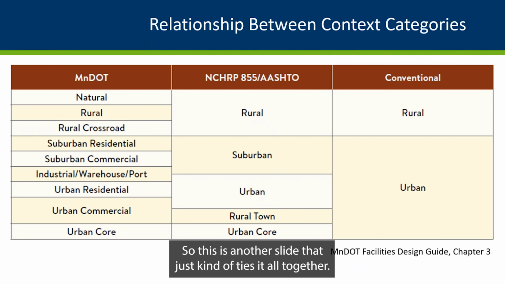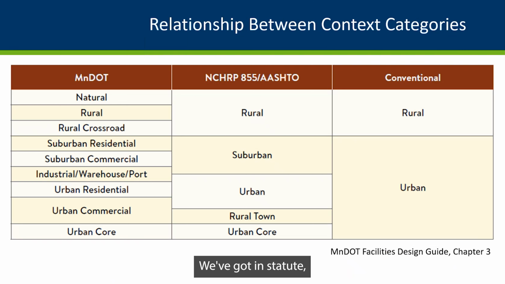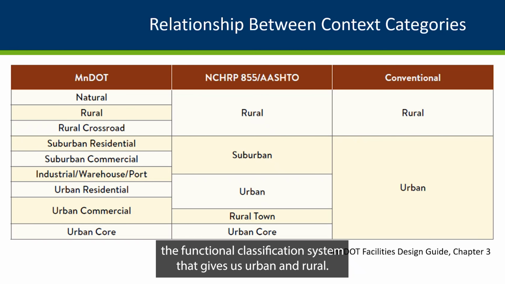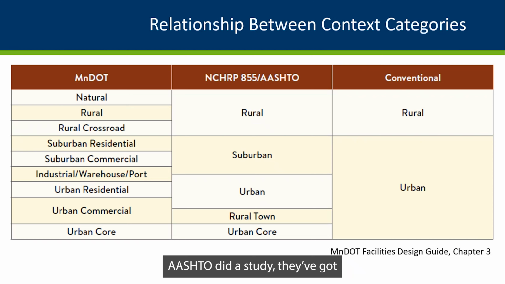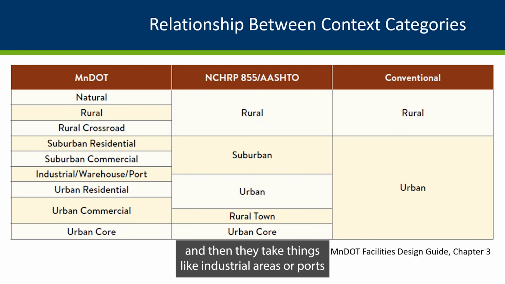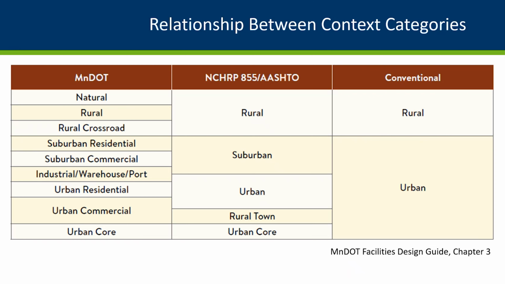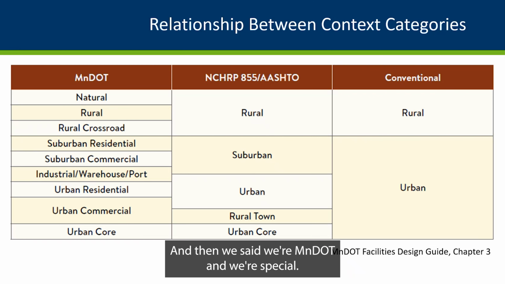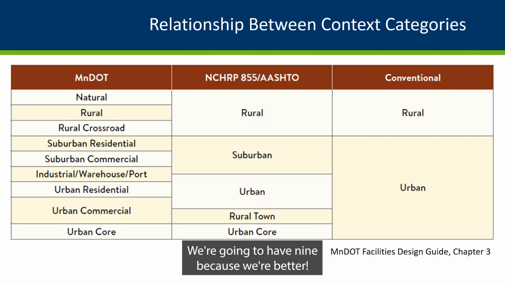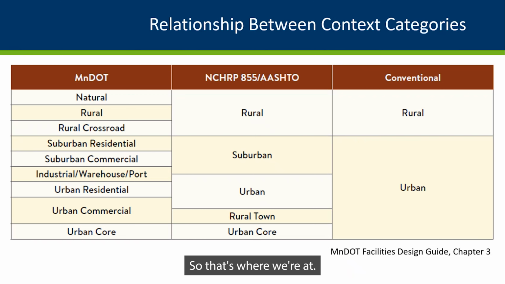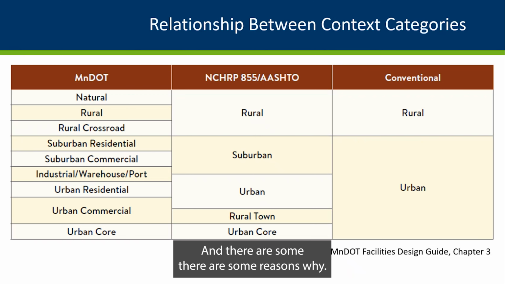So this is another slide that ties it all together. We've got, in statute, the functional classification system that gives us urban and rural. AASHTO did a study. They've got 5 land use context category types. And then they take things like industrial areas or ports, universities, things like that, and pull them off to the side. And then we said, we're MnDOT and we're special, so we're going to have 9, because we're better. So that's where we're at. And there are some reasons why.